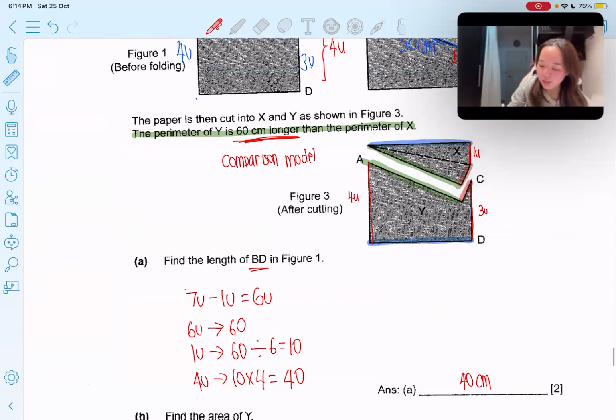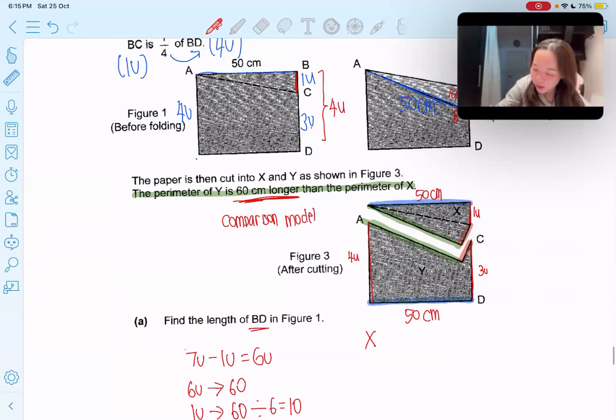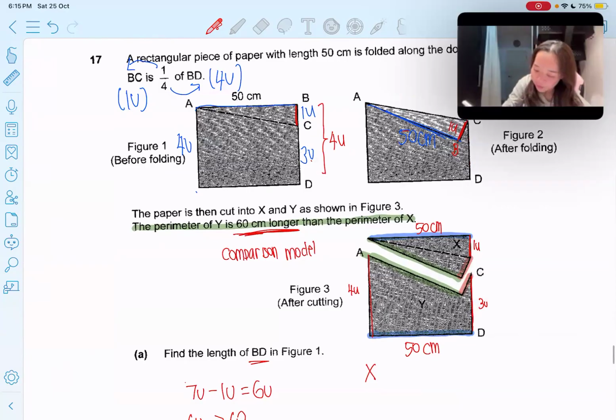Now let's see the length of x. What do you see? Earlier, this blue color is actually 50 cm. I know that this is 50 cm. And then I also know that after I fold here, this length here is also 50. So this is 50 cm, and this is also 50 cm. And then this is 1 unit. This orange color here is also 1 unit. This is also 1 unit.